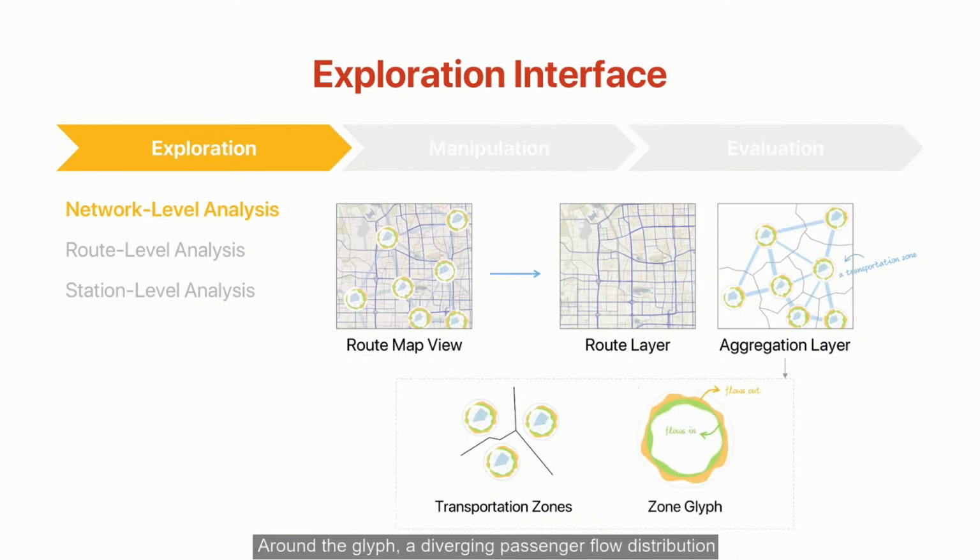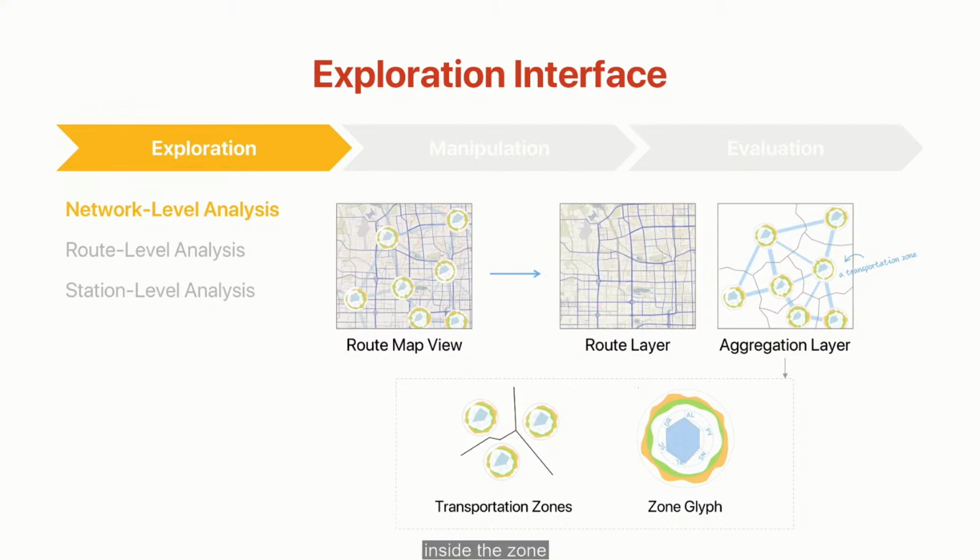Around the glyph, a divergent passenger flow distribution shows the amount and directions of passengers leaving from and arriving in this zone, while inside the glyph, a radar chart is used to visualize 6 criteria that measure the performance of route segments inside the zone. Additionally, the thickness of the links indicates the number of routes connecting the zones.